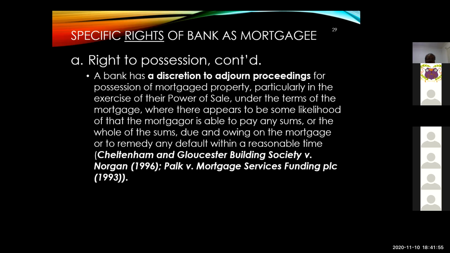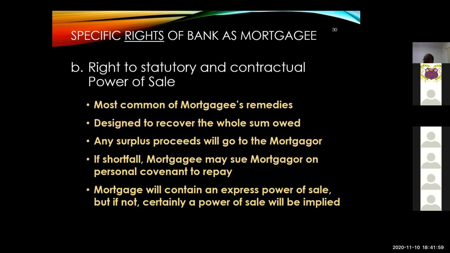The right to statutory and contractual power of sale is one of the most common of the mortgagee's remedies. Okay. It is designed to recover the whole sum owed, although that is not always realized. And also any surplus of the proceeds, as we will see that you are a trustee to ensure that any surplus goes to the mortgagor. On the flip side, if there's a shortfall, you, the mortgagee, may sue the mortgagor on the personal covenant to repay. Okay. And we'll look at where you may be barred or exceptions to being able to sue them.